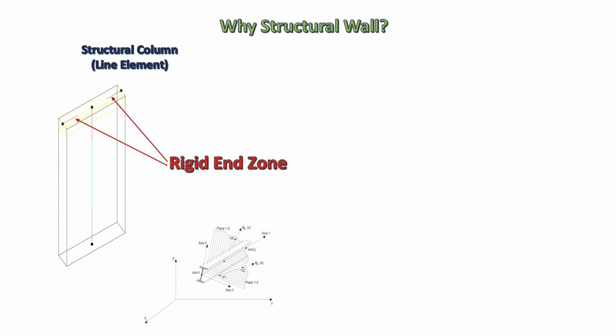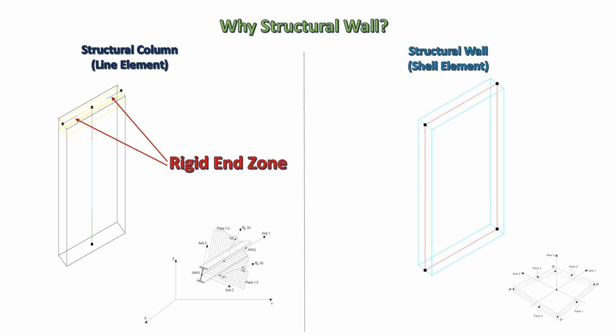Why do we need structural wall in the Revit model? It has been explained in the previous episode that the structural behavior of a thin and long structural element could be reasonably estimated using a line element with a proper rigid end zone. Together with most of the professional structural analysis software being able to automatically include the slenderness effect of the line element. Therefore, in this case, modeling with a structural column which includes a line element is superior to modeling with the structural wall which includes shell element.